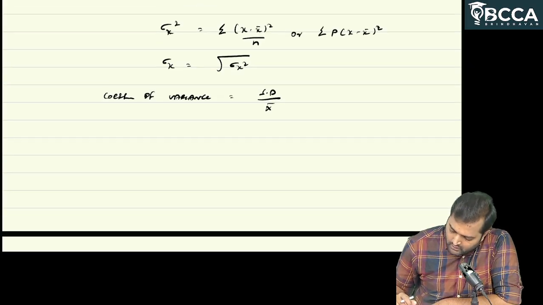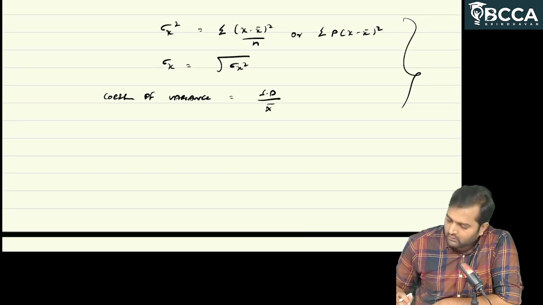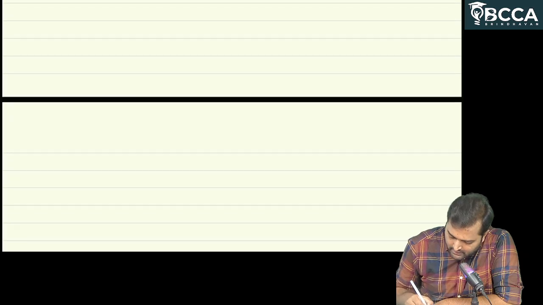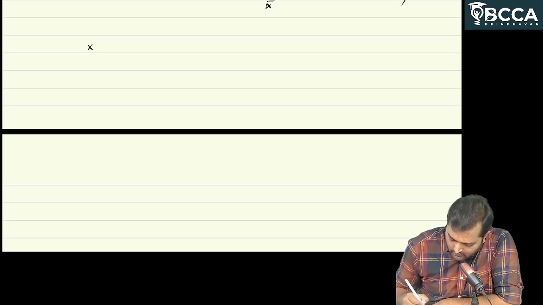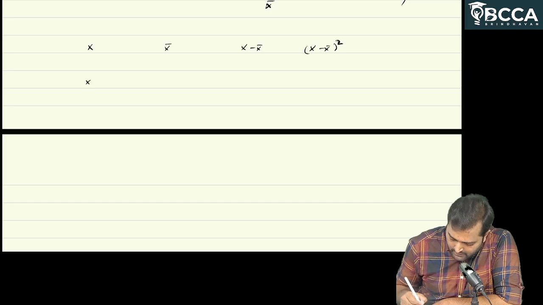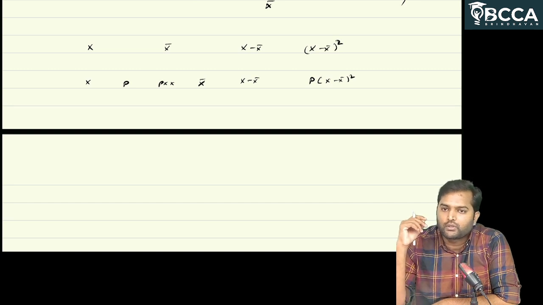Instead of the formula, we should have an idea of how many columns we should take. When the past data is given, what are the columns to be taken? X bar, x minus x bar, x minus x bar whole square. When the probability is given, then what are the columns? X, P, P into x, x bar, x minus x bar, P into x minus x bar whole square. So these are the columns to be taken.